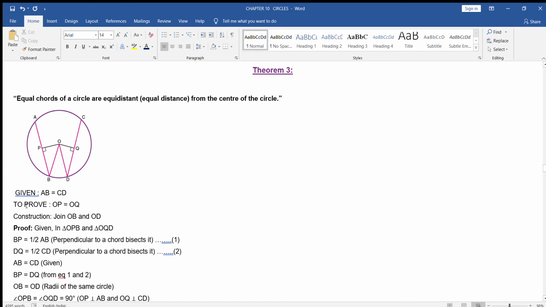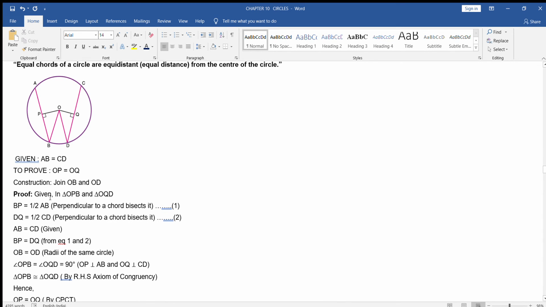First of all, we have joined OB and OD, with the center O we have joined B and D. Now see, two triangles are there: the triangle OPB and the other one OQD. Just see what we have in these two triangles. In triangle OPB, BP is equal to half of AB, because the perpendicular from the center bisects the chord, we know it. That's why BP is equal to half of AB.